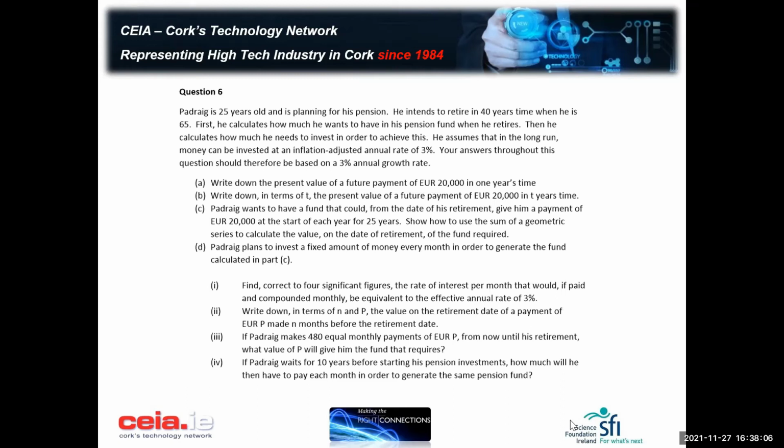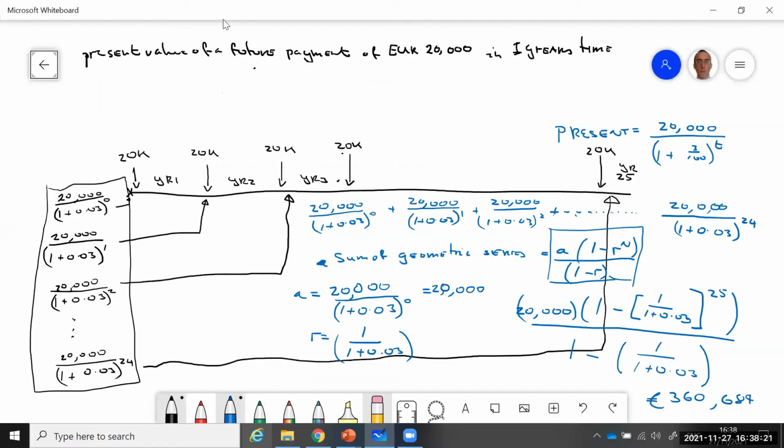I'll read it again. Find, correct to 4 significant figures, the rate of interest per month that would, if paid and compounded monthly, be equivalent to the effective annual rate of 3%. Okay, so he's obviously going to be investing money on a monthly basis, probably from his pay packet or something like that.